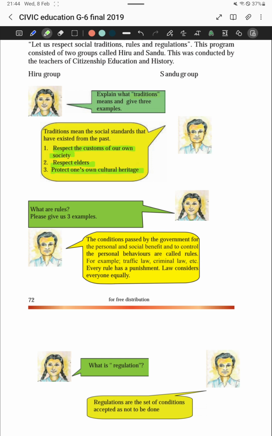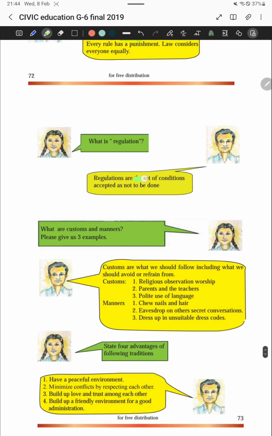For rules, you can find some examples in this conversation. You know the traffic law, as I told you, the green and red light, and also criminal law: when someone commits a criminal activity, they will be punished by a rule or regulation in the country. But a regulation is not like that. A regulation is a set of conditions accepted as not to be done, but it is not like a rule. If you break a rule, you will get punishment. But if you break a regulation, you will be advised by the person who created that regulation. You will not get the punishment you get for rules, but something will come to you when you break a regulation.